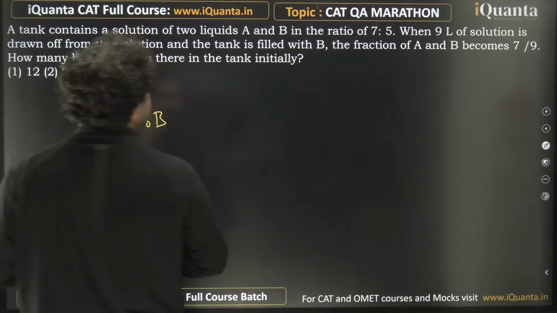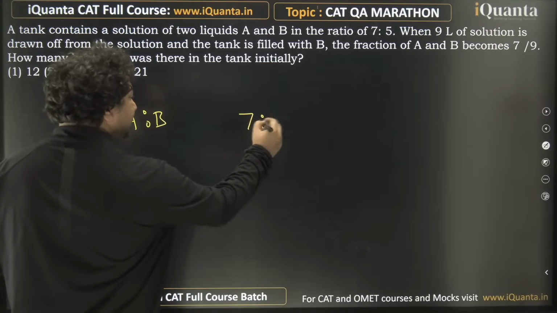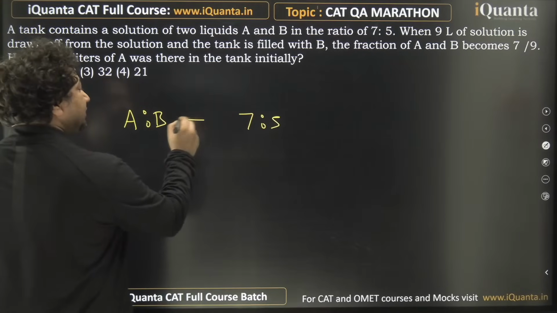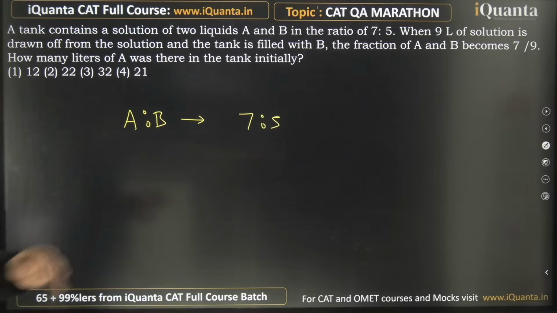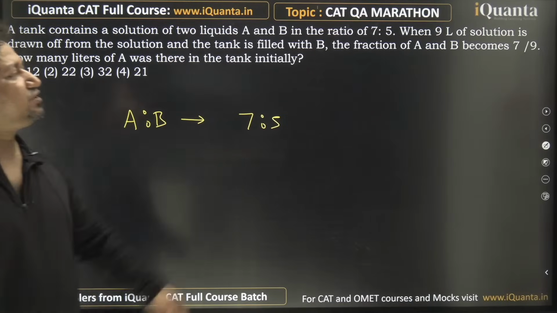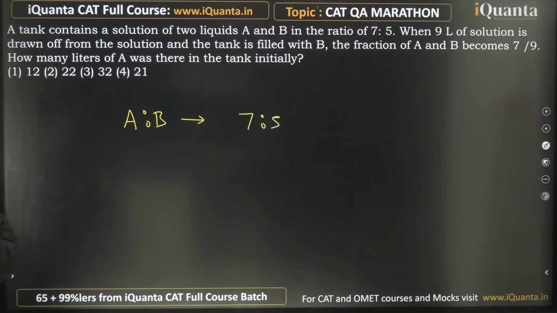A is to B, the ratio is given as 7 is to 5. Tell me something, everyone. If I remove 9 liters of solution, would the ratio change? Yes or no? No, it won't change. Perfect.